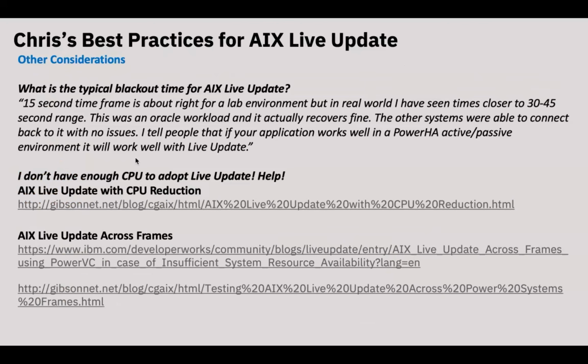And what we've generally found, and this is not going to be the same for everyone, is that if you have a lab environment that has no real workload, the blackout time is going to be around a 15-second time frame. But if you have real-world workload on an active system, it's more likely to be closer to 30 to 45 seconds for that blackout period where we pause and resume the workload from the original to the surrogate VM.